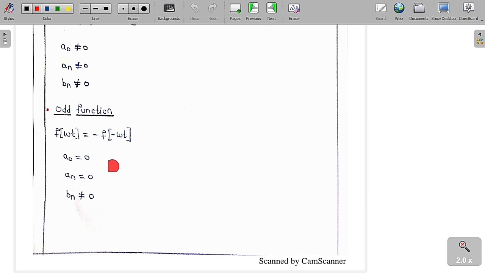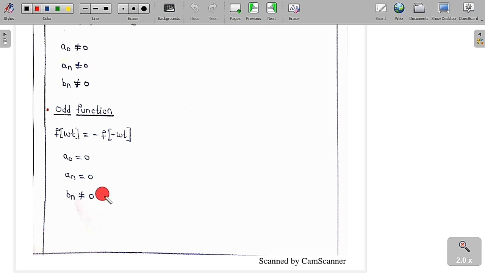For an odd function, a0 is definitely equal to 0 because the function itself is odd, so the integration of the function over a given time period is equal to 0. And a n is the product of f of theta and cos theta. So f of theta is odd and cos is even. The product of odd and even is again odd, so you are going to get 0. Whereas b n is the product of f of theta and sin theta. So f of theta is an odd function and sin theta is also an odd function. The product of two odd functions is even, so it cannot be equal to 0.